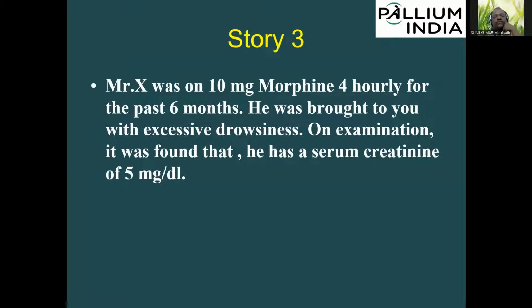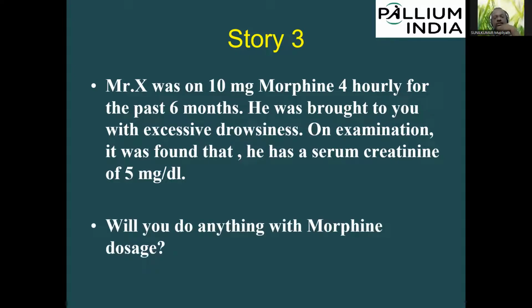So this patient was on 10 milligram morphine every 4 hourly for the past 6 months. But then he was brought to you in the casualty with excessive drowsiness. So you were in doubt why this patient is drowsy. So you ordered a lot of investigations, and the only finding which was abnormal was a serum creatinine of 5 mg/dL. Will you do anything with the morphine dosage? No, sir.